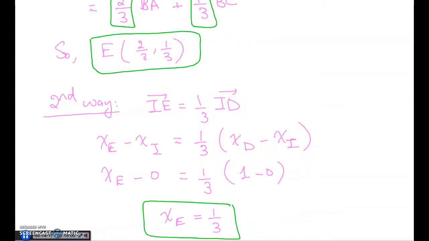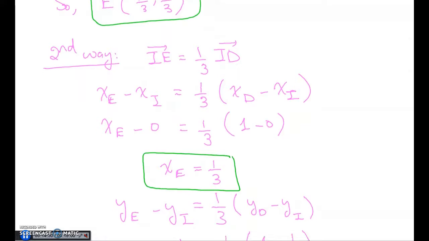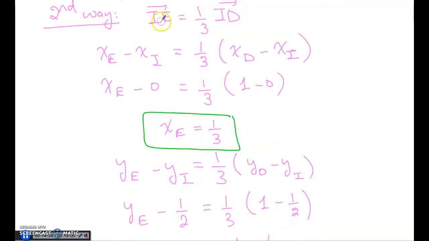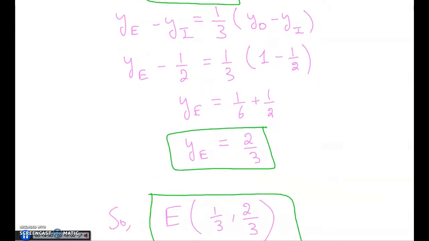Now, the second way is, we are given that IE is equal to 1 over 3 ID. This means that XE minus XI is equal to 1 over 3 into XD minus XI, and YE minus YI is equal to 1 over 3 into YD minus YI. We substitute the coordinates of the points that we know, which are I and D, to get the coordinates of E. Okay, it's very simple.